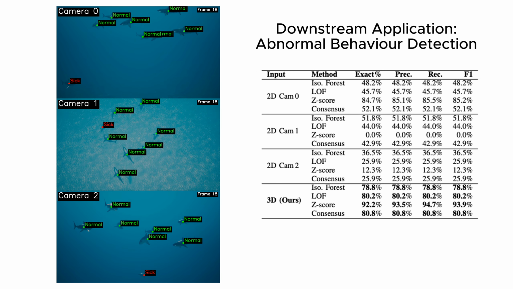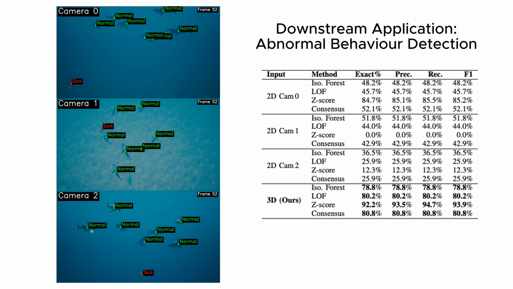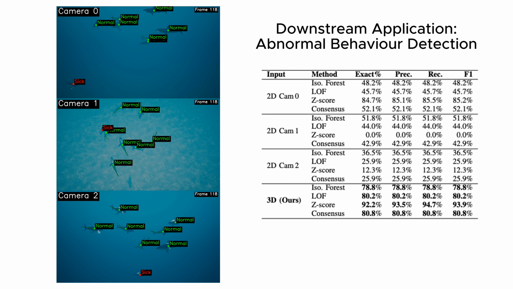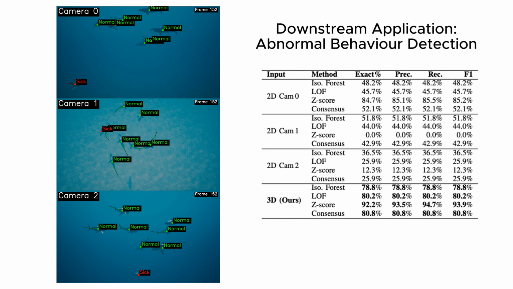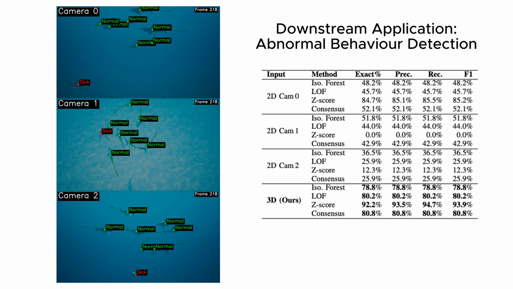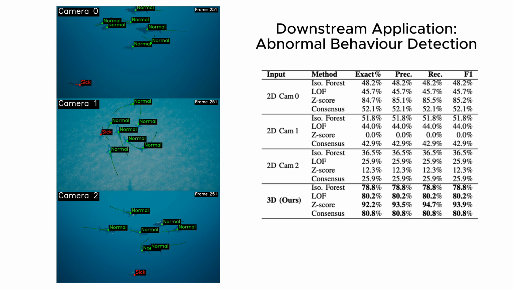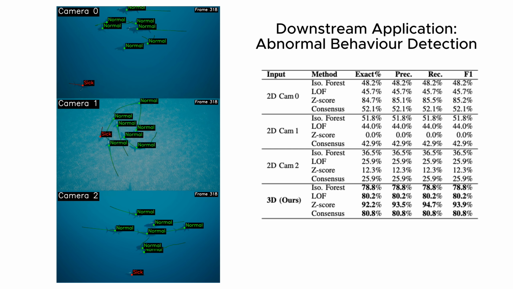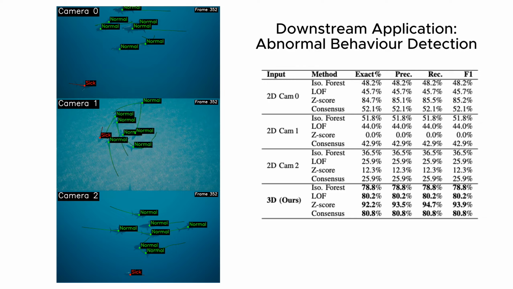Since TrackFish3D produces 3D trajectories, it directly enables downstream behavioral analysis. Here we demonstrate unsupervised detection of a sick fish purely from its movement, no labels needed. Using 3D trajectories, simple anomaly detectors are far more accurate than using 2D tracks from any single camera, because 3D gives you information that a single viewpoint simply cannot.